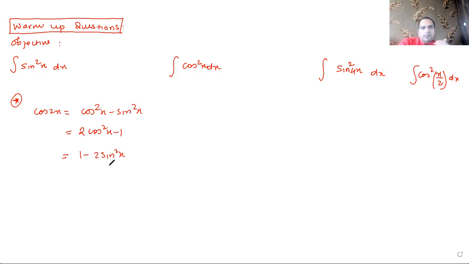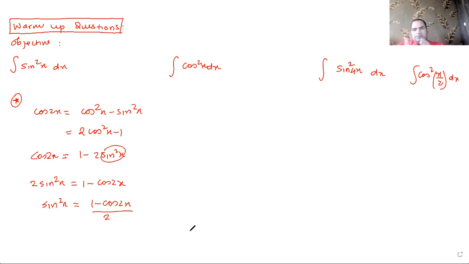Now, what we do is from here, we make sine squared the subject. So I take the third identity. When I'm integrating sine squared x, I'm going to make sine squared x the subject from here. So I'll get 2 sine squared x equals 1 minus cos 2x. And from here you get sine squared x is 1 minus cos 2x over 2. So this is your first step of the integration.